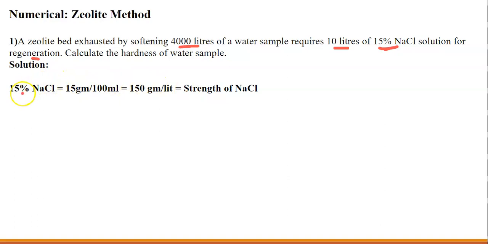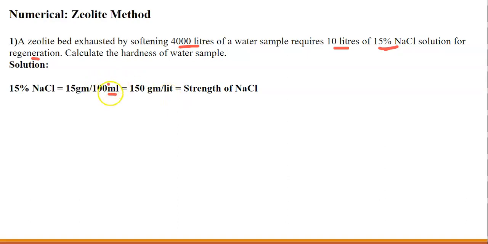So first let's convert this 15% of NaCl into the strength of NaCl. So 15% is 15 upon 100, 15 gram upon 100 ml. Now strength of NaCl is in gram per liter. So we have to convert this ml into liter. So we know 1 liter is equal to 1000 ml.